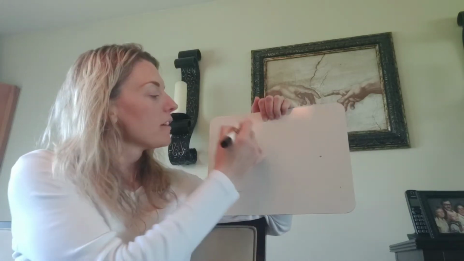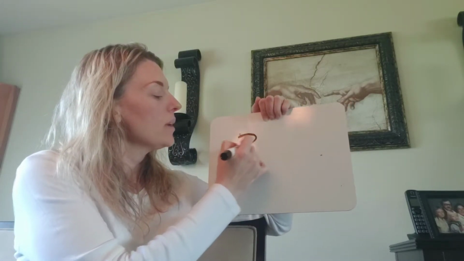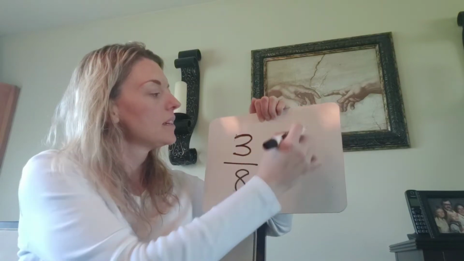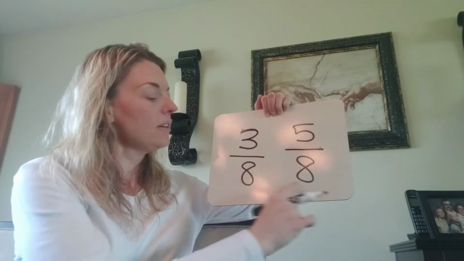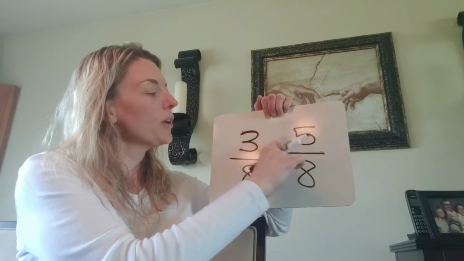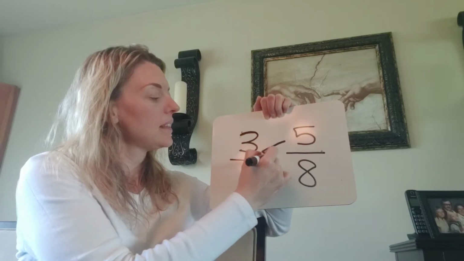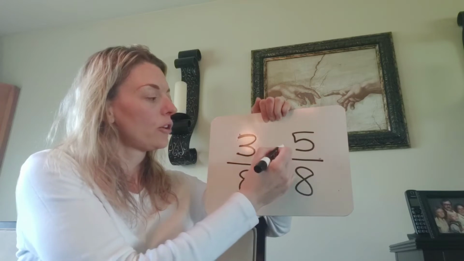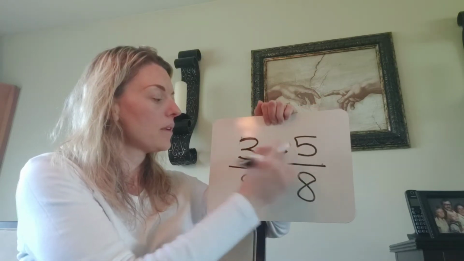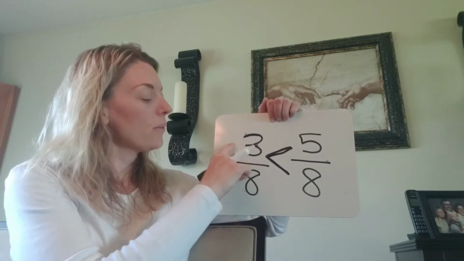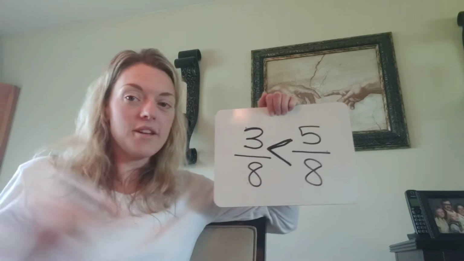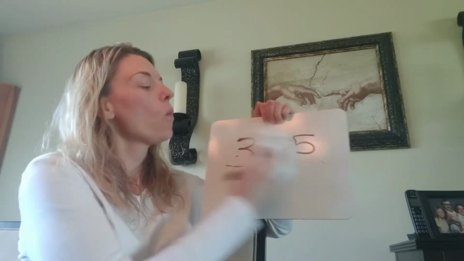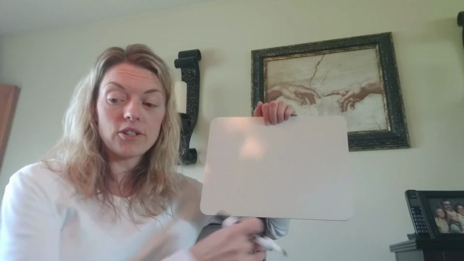Any fraction. Let's do 3/8, 5/8. Denominators match. Compare your numerators. 3 is less than 5. Close your Pac-Man mouth to the smaller number. 3/8 is less than 5/8. Sound good? All right. What if your denominators are different, but your numerators match?